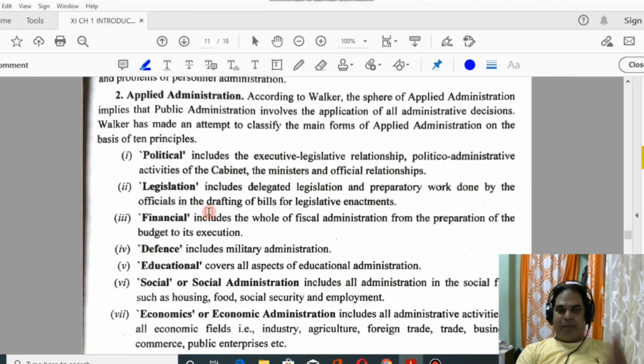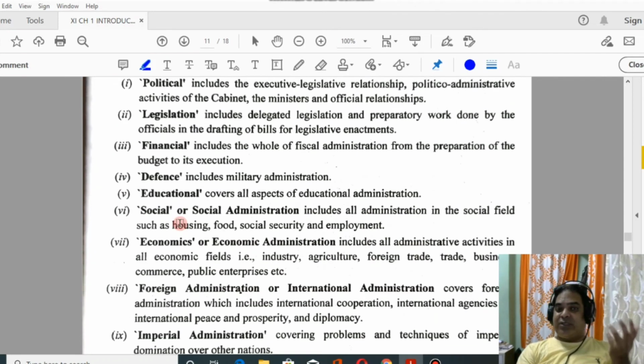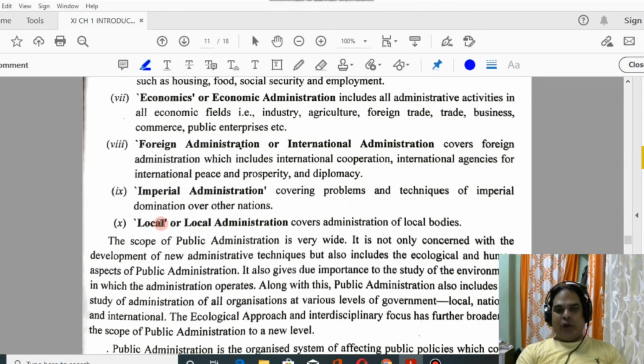Applied administration: political, legislation, financial, defense, educational. So when we study about legislation, that is also the study of political science. When we study the financial aspect of any country, that is also the study of political science. When we study about defense, which includes military administration, that also is the study of political science. So my dear children, let me tell you that the entire study which takes place within the state is the study of political science.